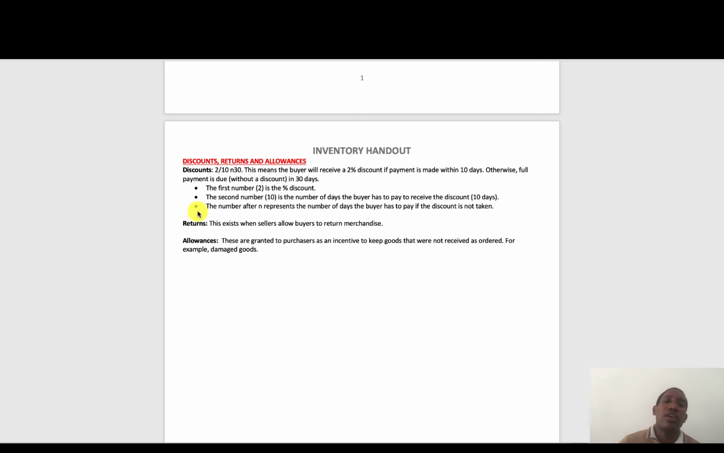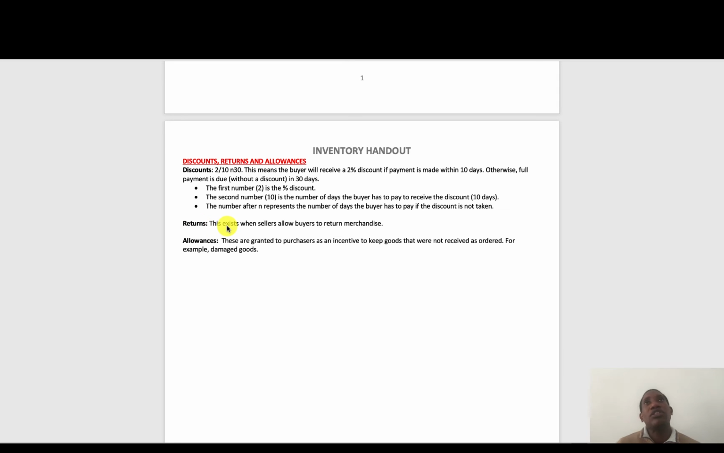Then we have something called returns, and you're all familiar with this. You buy something at the store, you take it back home, and then you realize, oh, this is not what I want, or maybe something is wrong with it, so you return it, right? So whenever a buyer buys something and then gives that back to the seller, that is what we call a return of merchandise, right? And there are certain journal entries to do that, and we'll talk about those entries in a second.